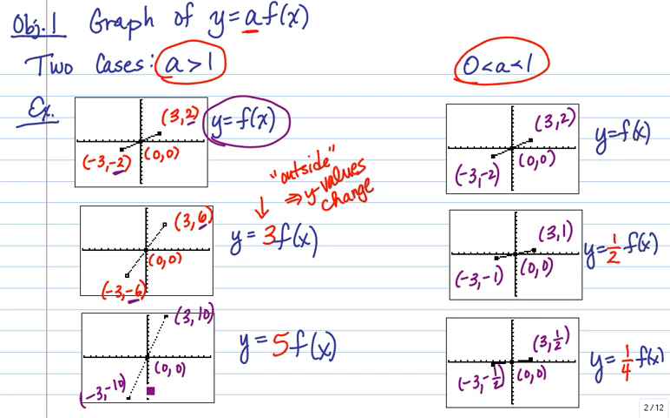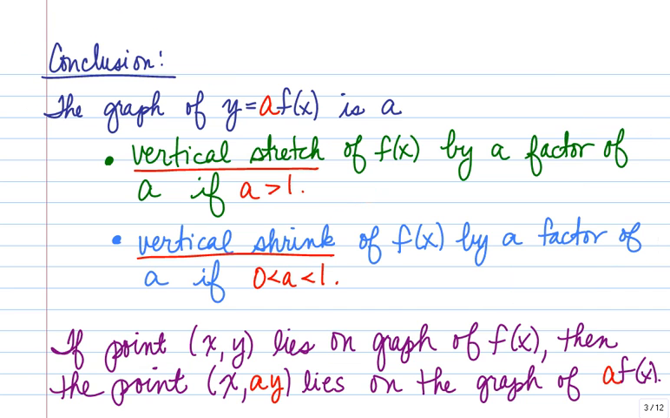So what we have here, when the factor is larger than 1, this is called a vertical stretch. When the factor is less than 1, it's called a vertical shrink. And I have that written out for you here. The graph of y is equal to a times f of x is a vertical stretch of f of x by a factor of a if a is larger than 1. It is a vertical shrink of f of x by a factor of a if a is between 0 and 1.